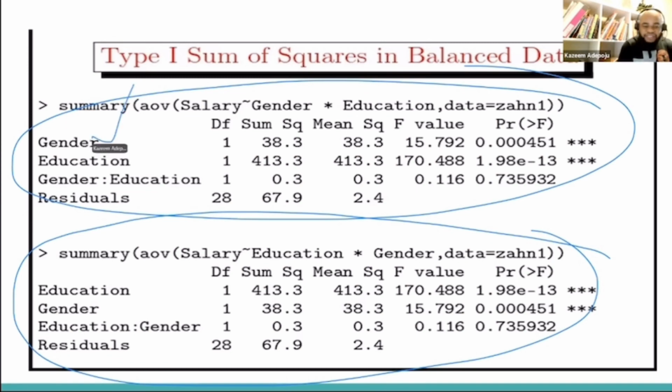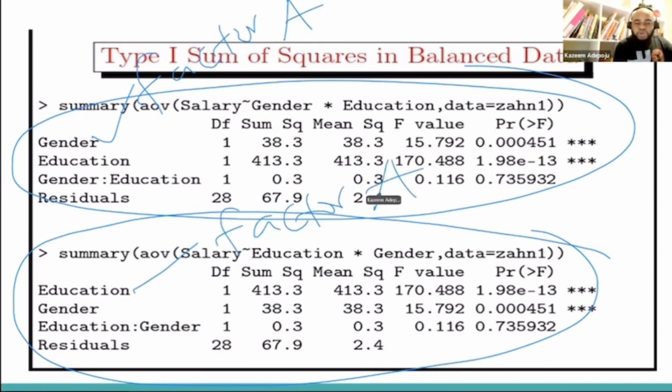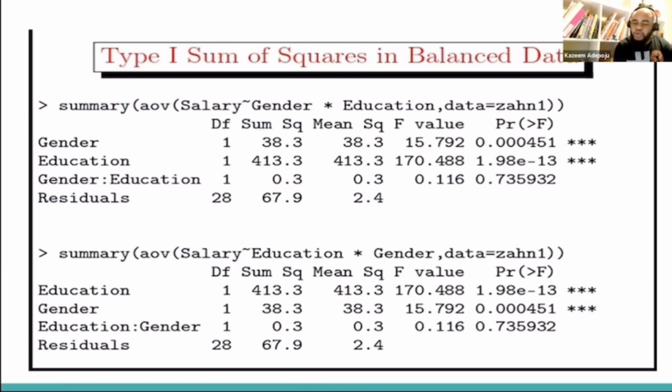I use gender as factor A, but right here I use education as factor A. But because I'm working with balanced data, the sum of square for gender here is still the same as the sum of square for gender here. The sum of square for education is still the same as the sum of square for education. There's not going to be any difference at all because I'm working with balanced data.